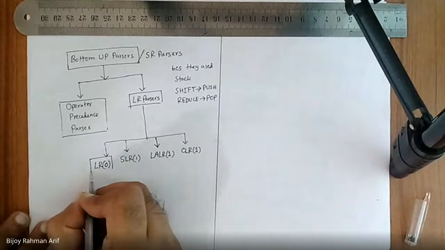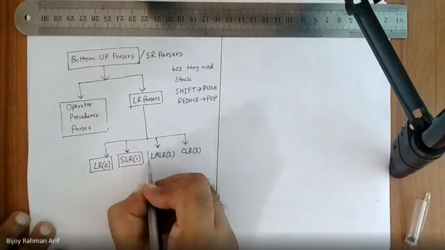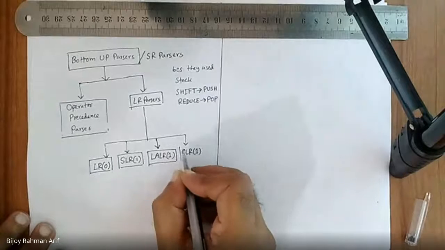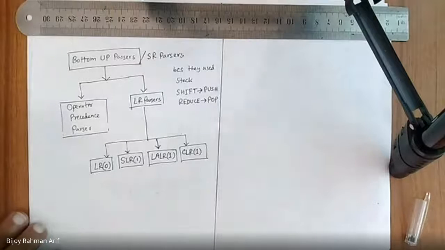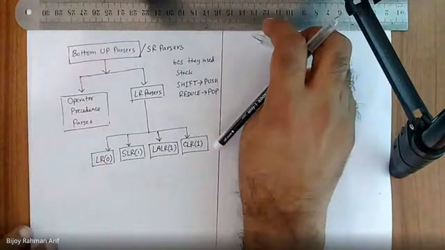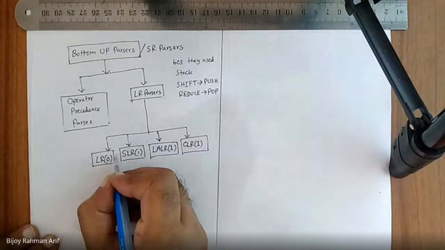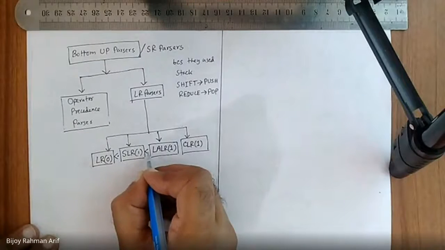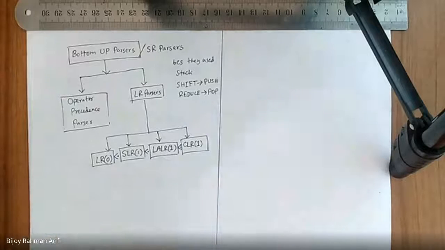LR0, SLR1, LALR1, CLR. Did you get it? So always remember, SLR1 parser is more powerful than the LR0. LALR1 is more powerful than SLR1. And CLR1 is the most powerful parser in the market.